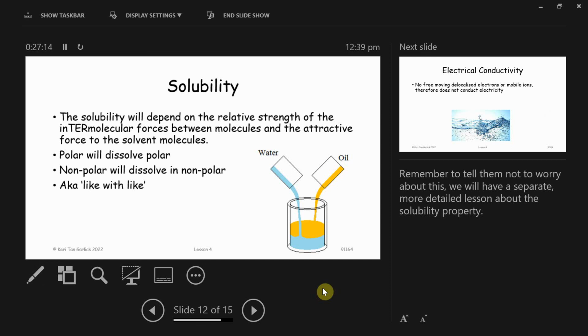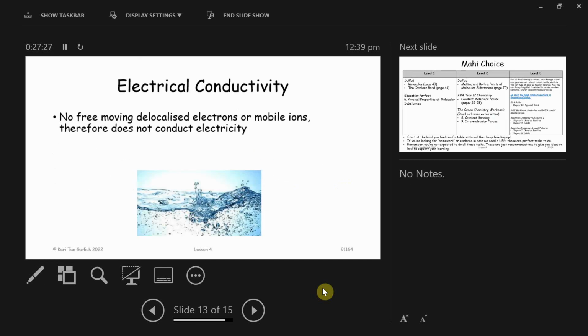Now, both of those are examples of covalent molecular. I'll show you some examples when we start doing some questions. But like I said, we'll do a whole separate lesson on solubility. Cool, I think that's all I want to say.